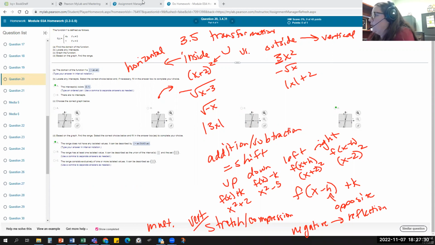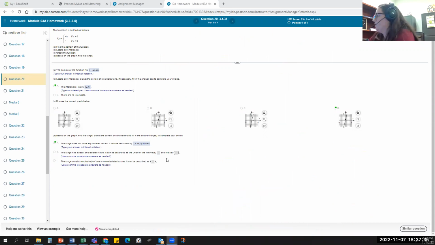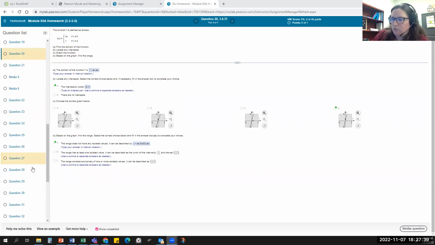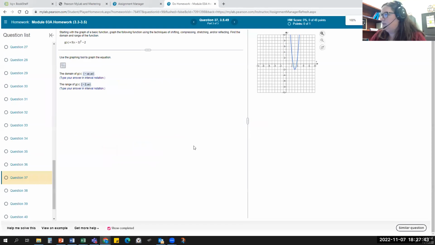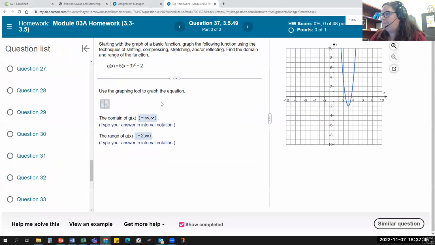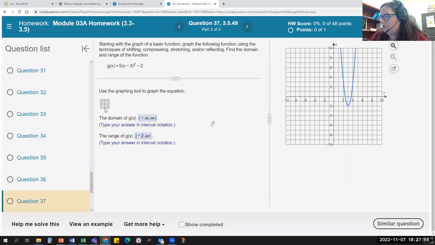Now, as far as what you'll do with this in MATLAB or in your homework, on your quizzes, et cetera, there's a couple of things. So one is just being able to use the graphing tool. For that, I'm going to look at number 37, but I'm not going to actually do this question. I'm just looking at this in order to show you the tool.